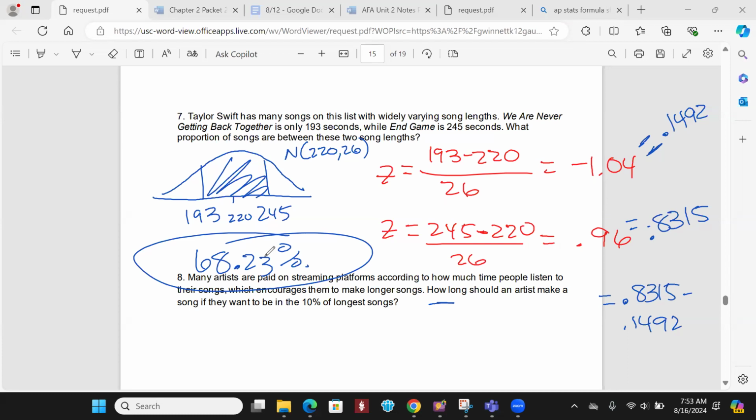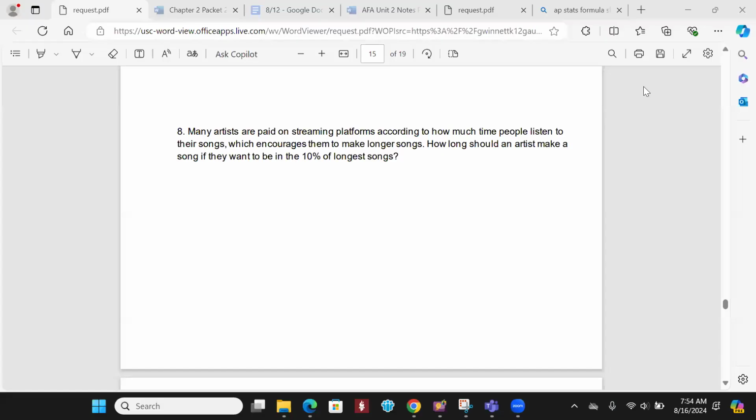Okay. Number 8. Many artists are paid on the streaming platforms according to how much time people listen to their songs, which encourages them to make longer songs. How long should an artist make a song if they want to be in the top 10% of the longest songs? Go ahead and take a moment. All right. So how are we going to go about doing this?